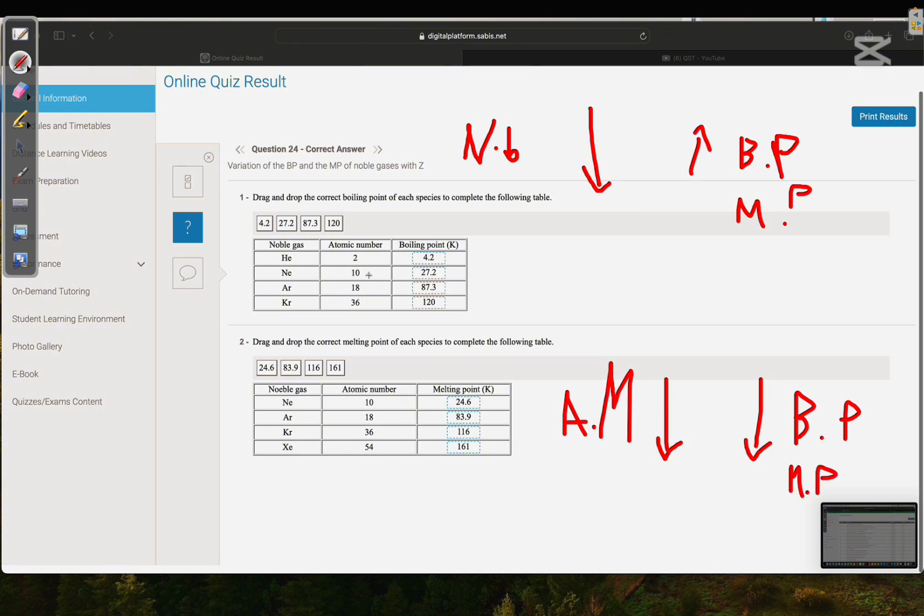Okay, so as we can see here, as we go down the group, we know this by the atomic number, we just keep increasing the boiling point. Same happens with the melting point.